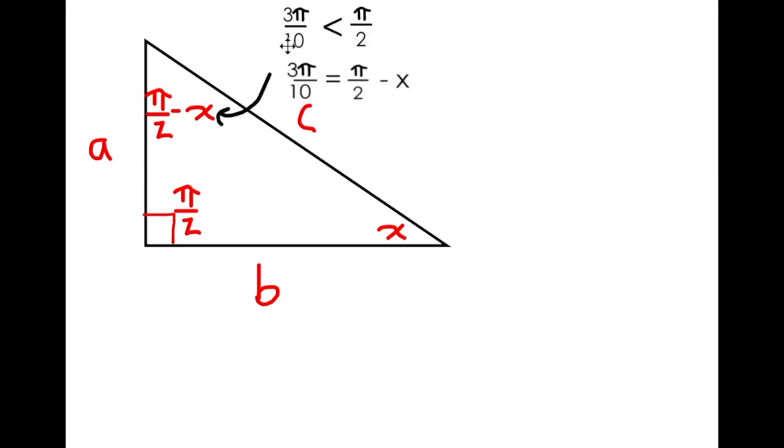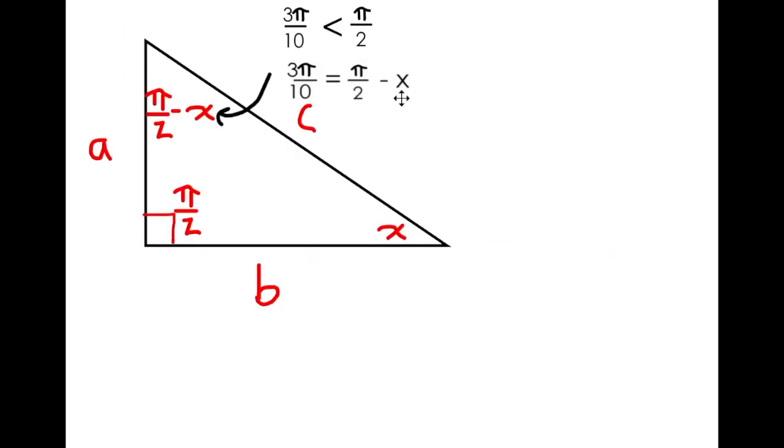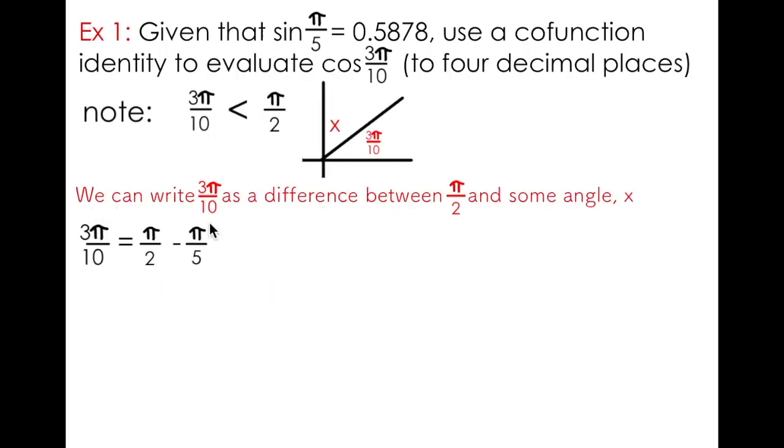So we just discussed that 3 pi over 10 is less than pi over 2. And we concluded that because of that, I can write 3 pi over 10 as pi over 2 minus some angle, this angle right here. Now if we're looking at a right triangle, the unknown angle that I'm interested in happens to be the other angle in the triangle. We can solve for that angle simply by bringing the pi over 2 over to the other side and using some algebra, finding a common denominator, and solving for x. So I know from this analysis that if this angle is 3 pi over 10, this angle must be pi over 5. You'll remember that I was trying to write 3 pi over 10 as a difference between pi over 2 and some angle x. I've just shown that 3 pi over 10 can be written as pi over 2 minus pi over 5.